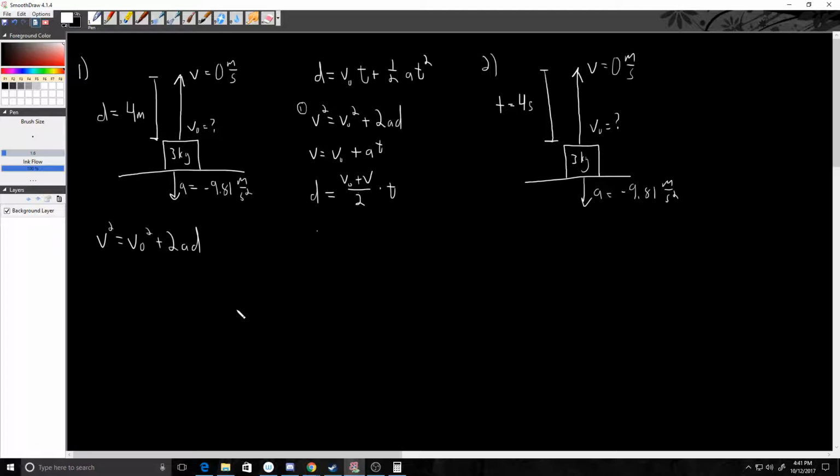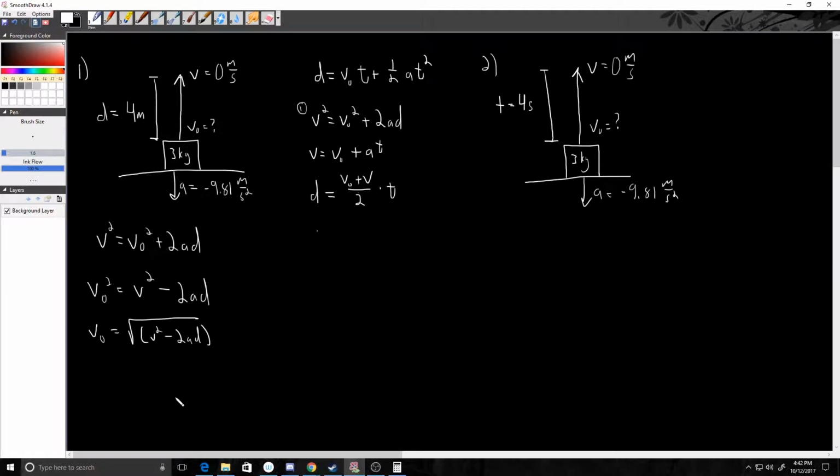All right. I'm not ready to plug in numbers just yet. I'm looking for this V naught squared, so I'm going to try to get that by itself to begin with. That V naught squared, the initial velocity squared, is having 2AD added to it. So the opposite of that is to subtract that from both sides. So V squared minus 2 times A times D equals V naught squared. In order to get V naught by itself, we're going to have to take the square root of both sides. So V naught equals the square root of V squared minus 2AD.